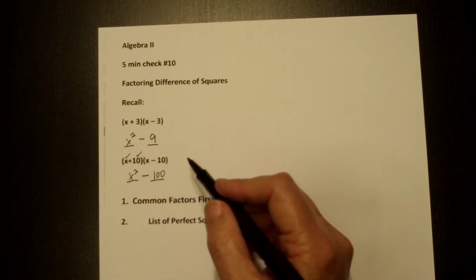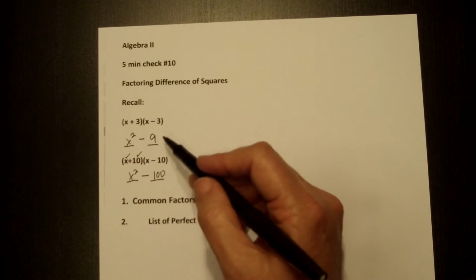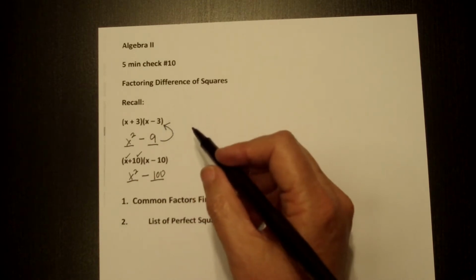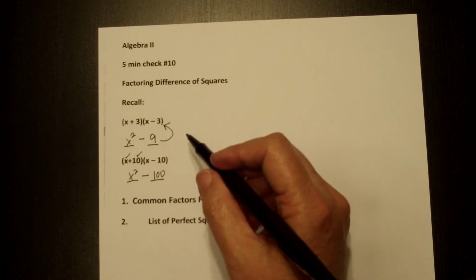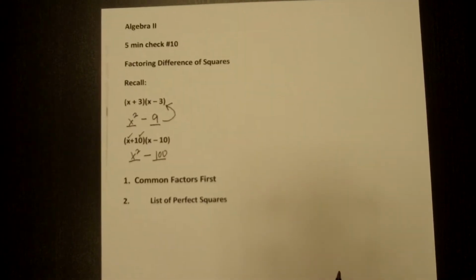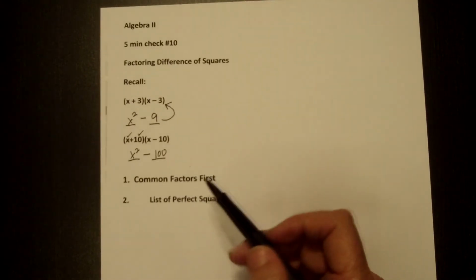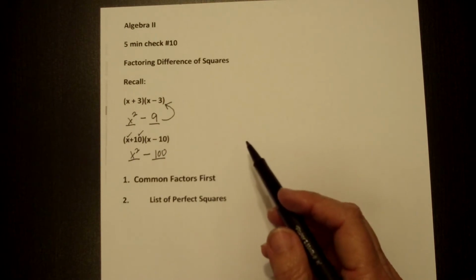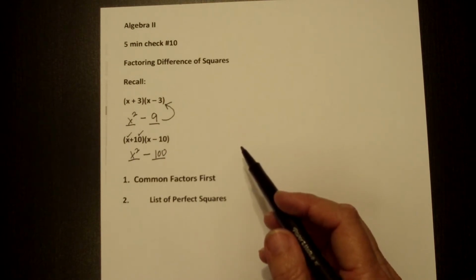Okay, so what we're going to do today is start with x squared minus 9, and come up with x plus 3 and x minus 3. That kind of process. The first thing that you always do is look for common factors first on every single one that we ever factor. The best thing to do is to look for common factors first.